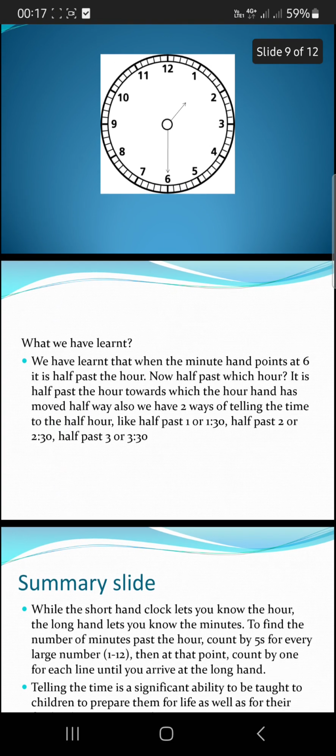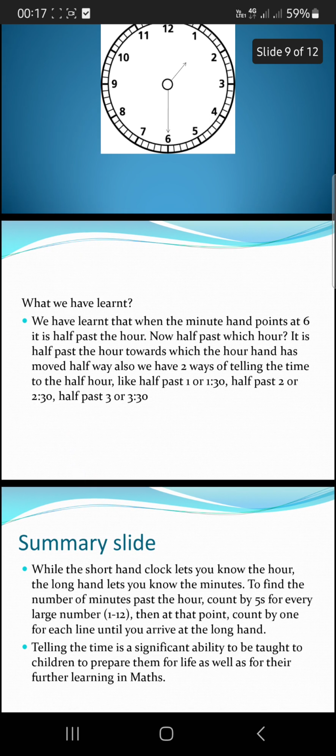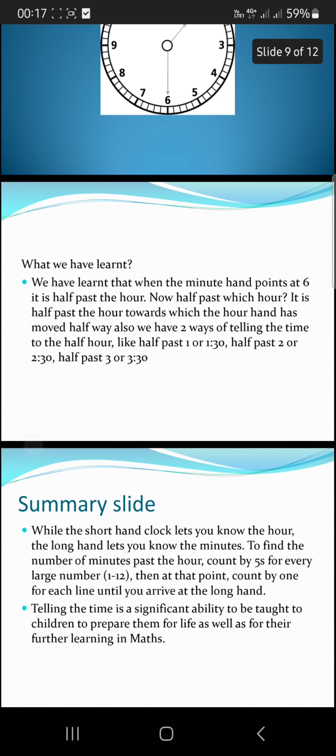What we have learned is that when the minute hand points at 6, it is half past the hour. Now, half past which hour? It is half past the hour towards which the hour hand has moved halfway. Also, we have two ways of telling the time to the half hour. Like we have half past 1, we have 2:30, we have 3:30, 4:30, etc.